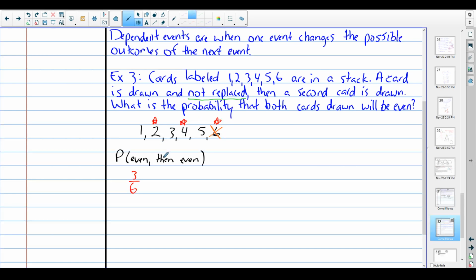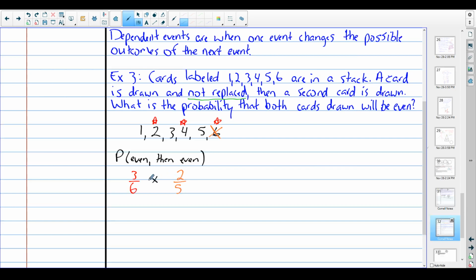And only 2 of them are even. So our chance of getting an even number the second time is no longer 3 out of 6, it's 2 out of 5. Because we took one card out, there's only 5 cards remaining, and since the card we took out was even, only 2 even numbers remain. That's the tricky part. That's what we're going to practice.